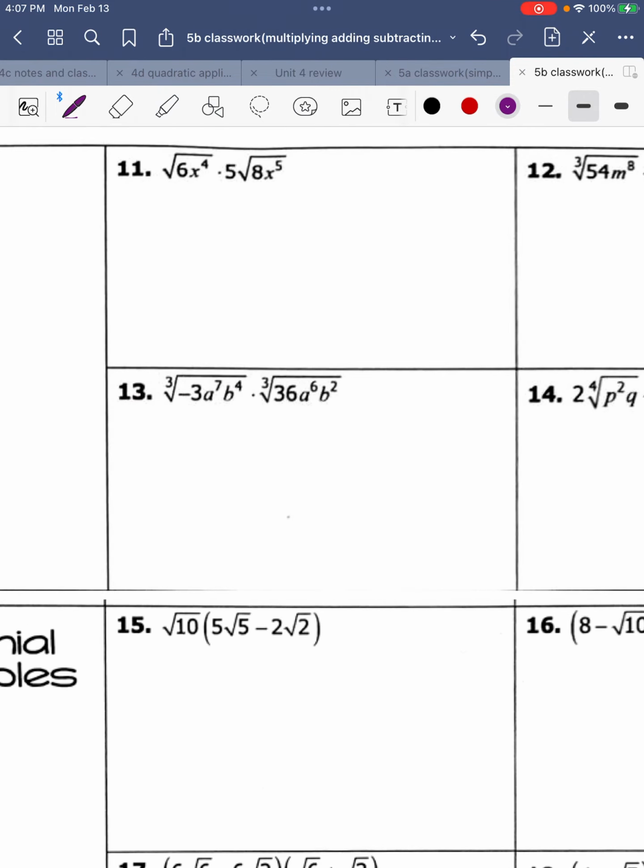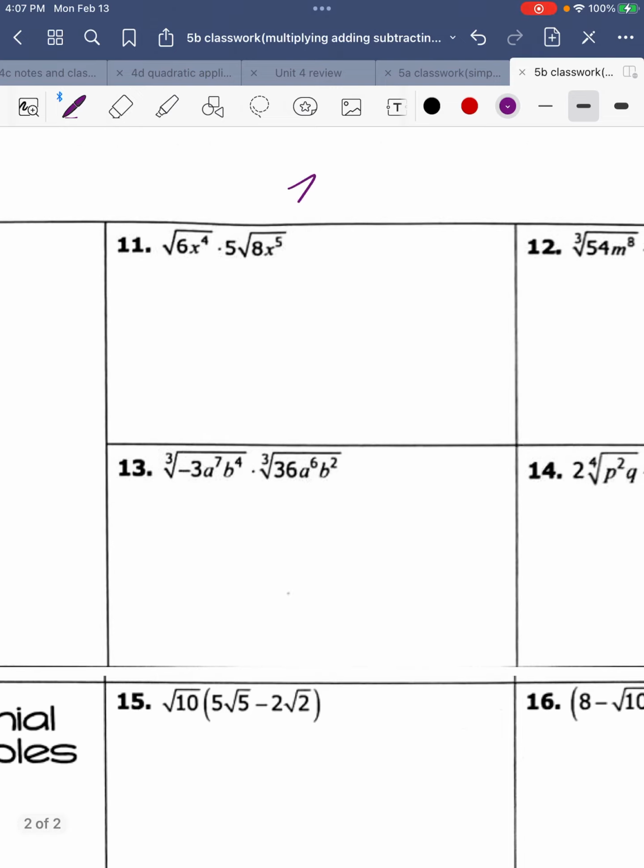All right, talking about the back. Multiplication. When you multiply outside radicals, there's a 1 on the outside times the 5, so 1 times 5. And you multiply inside radicals, but they have to be the same radical. That's the one thing, like both are square roots. So 6 times 8 is 48. X to the fourth times x to the fifth is actually x to the ninth.